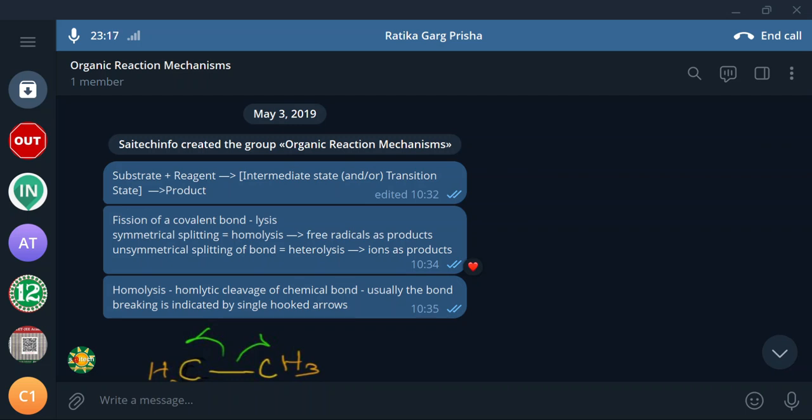Rather, we should not use the word breaking. We have to use the word cleavage, cleaving the bond. So we are cleaving the chemical bond. So it means by cleaving the chemical bond, you are able to produce a new type of chemical bond. Is it not so? Chemical reaction is nothing but cleavage of old chemical bond and formation of a new chemical bond. Do you understand this? And this cleavage of bond is called lysis, sir. Lysis means fission.